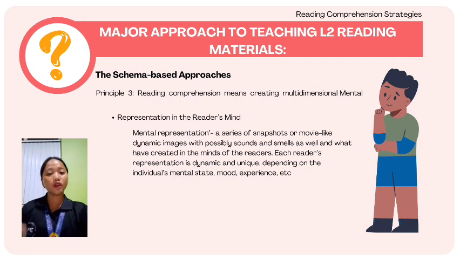Third one is reading comprehension means creating multi-dimensional mental representation. So when readers understand a text, they don't just process words, they create mental images that include visuals, sounds, and even emotions. This process is unique to each reader and depends on their experiences, mood, and knowledge. Effective reading materials encourage learners to form this dynamic mental representation, making comprehension more vivid and meaningful.